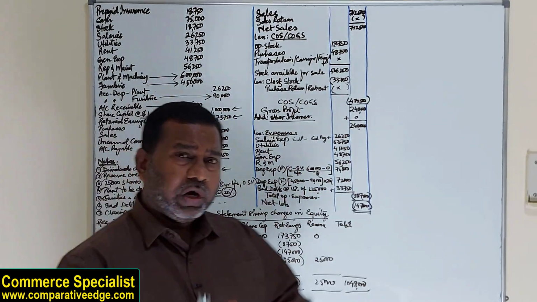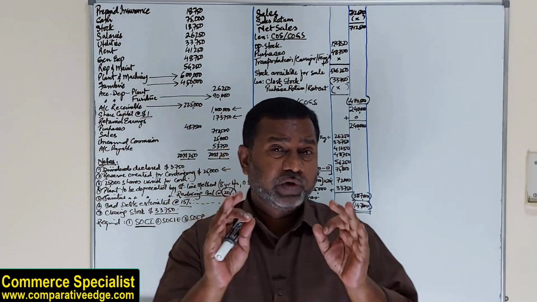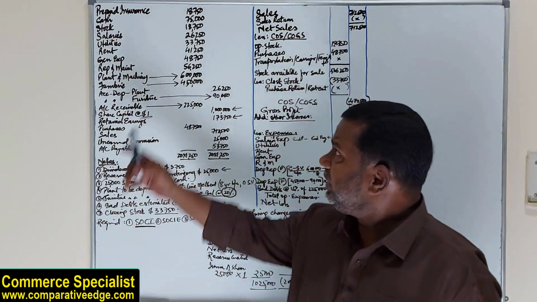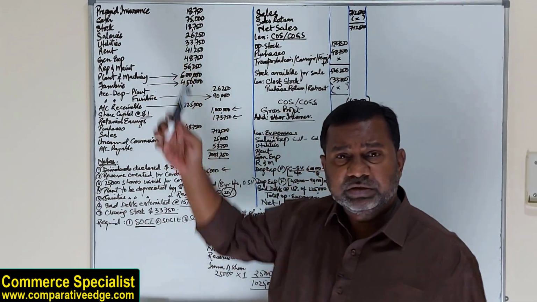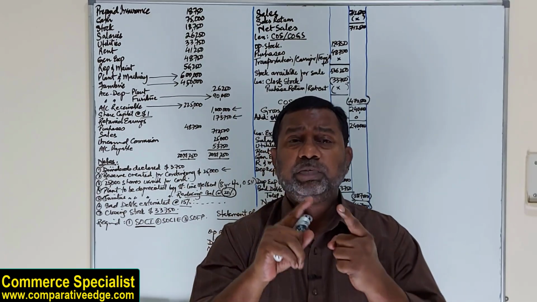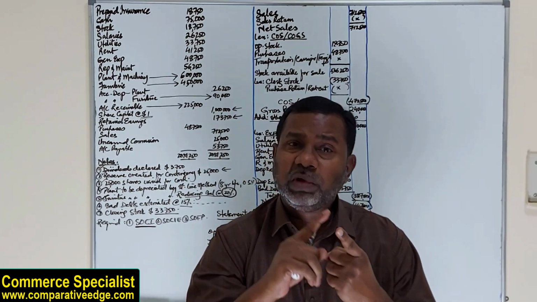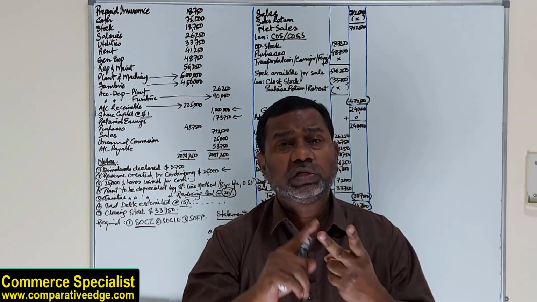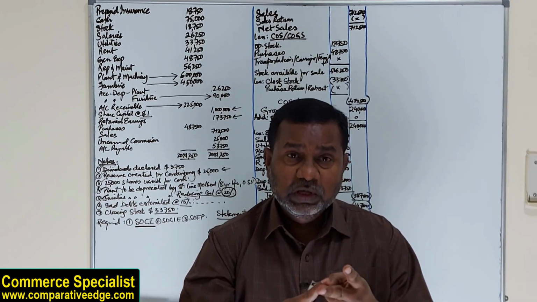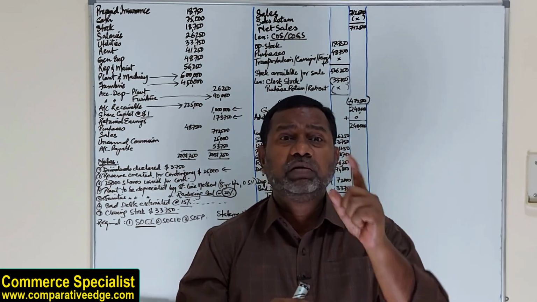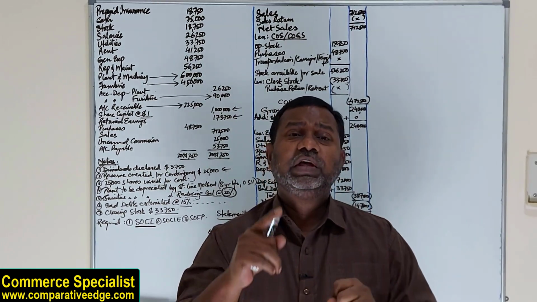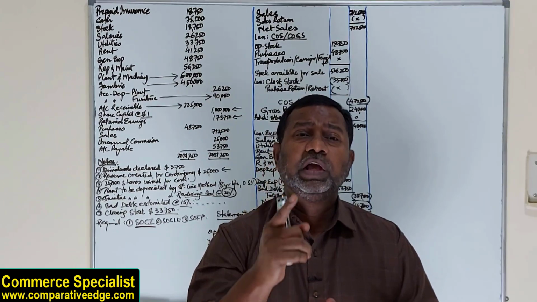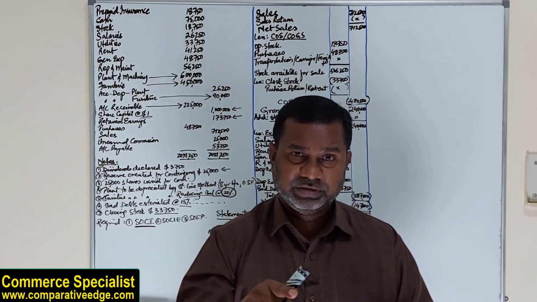Please make a note, this is very important. You take the expense from the trial balance. If there is prepaid closing balance, you minus. If there is payable or outstanding closing balance, you add. If there is prepaid opening balance, you add. If there is outstanding or payable opening balance, you minus.